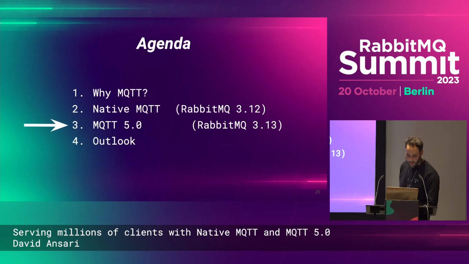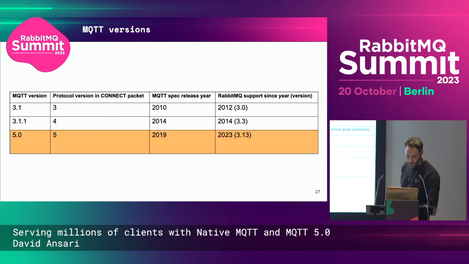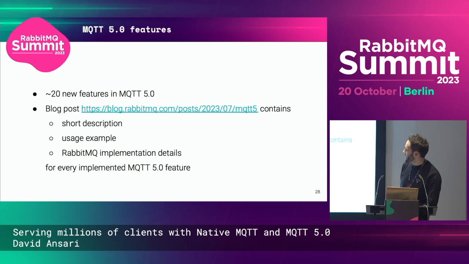Right, so let's talk about MQTT 5. There are a few different protocol versions of MQTT, and MQTT 5 was released 4 years ago, and now it ships in RabbitMQ 3.13, so later this year. There's no single big killer feature in MQTT 5. So you might be wondering, what's the point of MQTT 5? What does it provide? It's just around 20 new small features, which all add their own value.